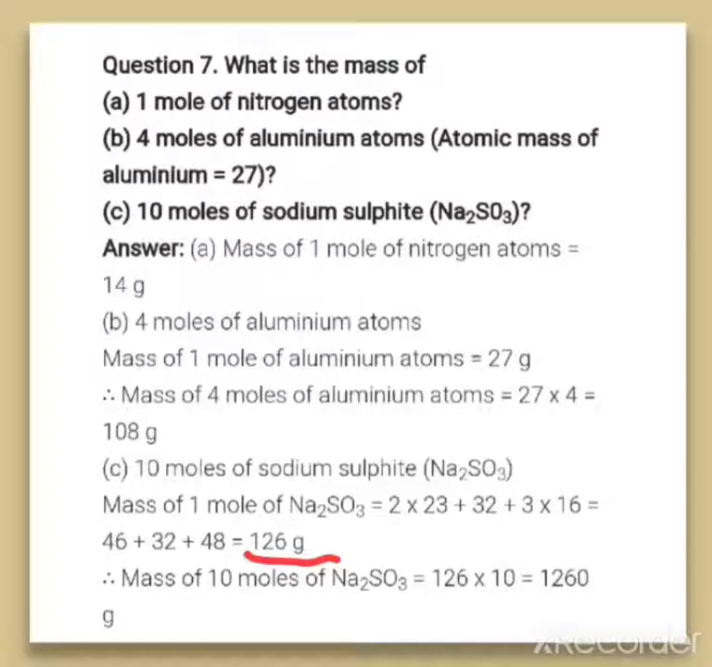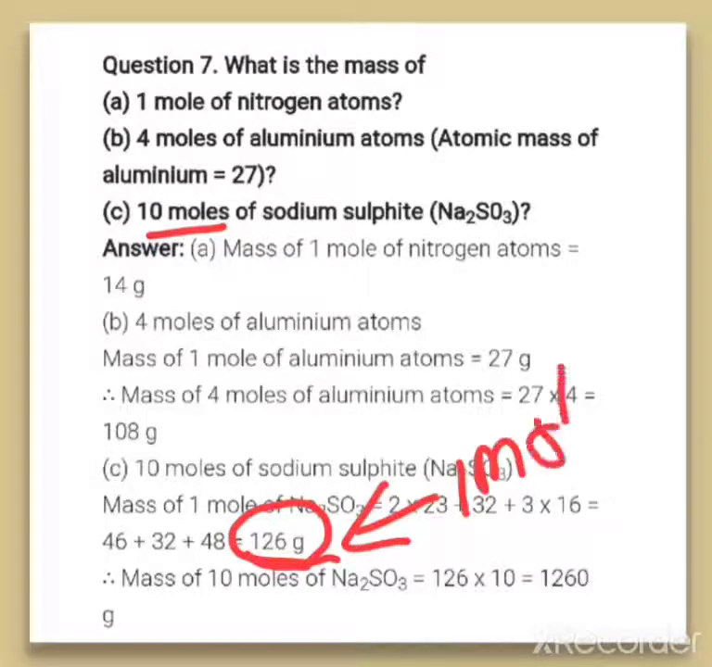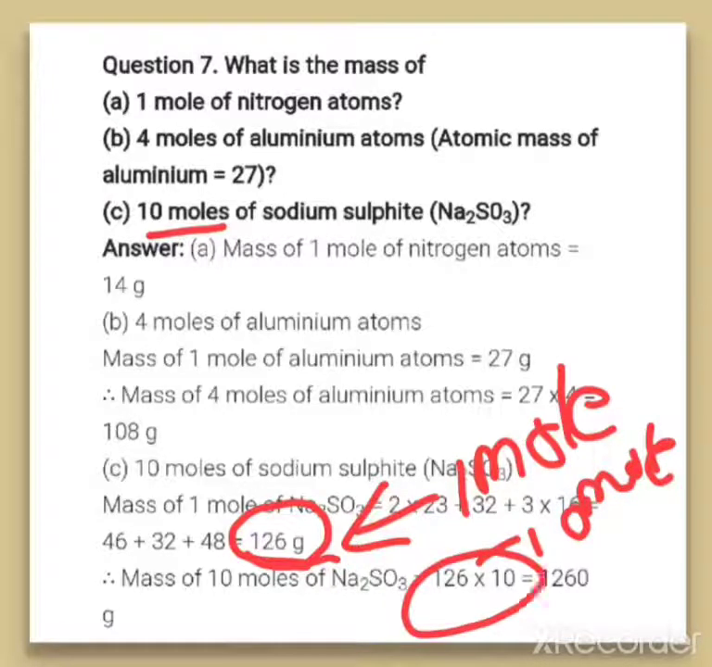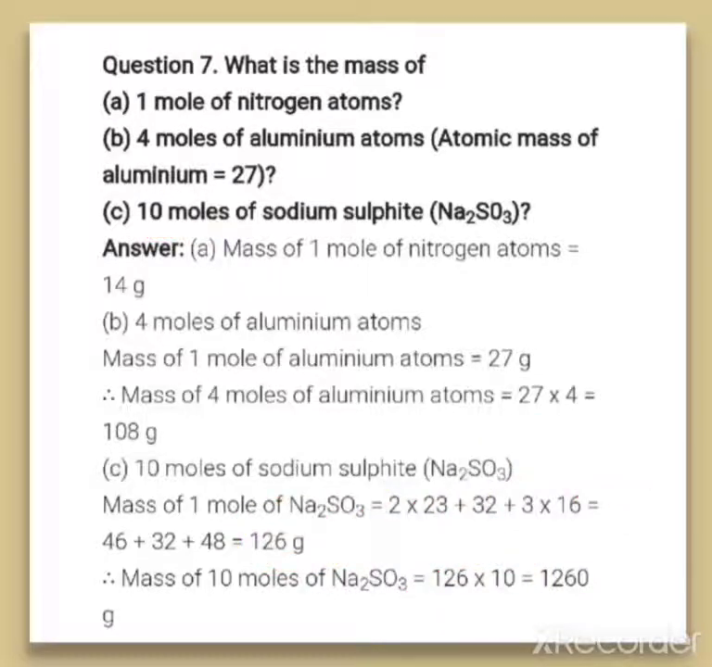So the mass of 1 mole of sodium sulfide is what? 126 gram. So what will be the mass for 10 moles? For 1 mole, the mass is this. So for 10 moles, that is 126 into 10, which is equal to 1216. So that is the mass of 10 moles of sodium sulfide.